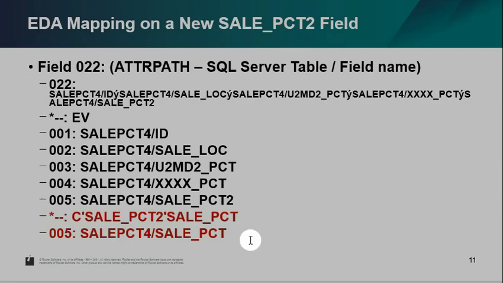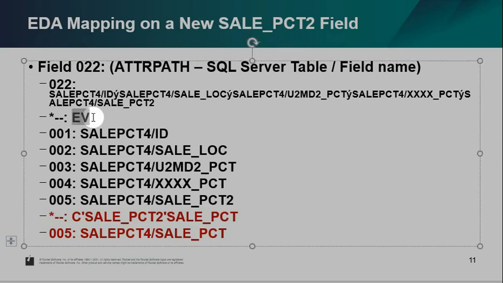So to change it, you can use the AE command, switch to field 22 and use EV. Then you can look at the file record. So this one is just the original sales underscore PCT2, but I just changed it to sales PCT. That's the field name for mapping to SQL Server.